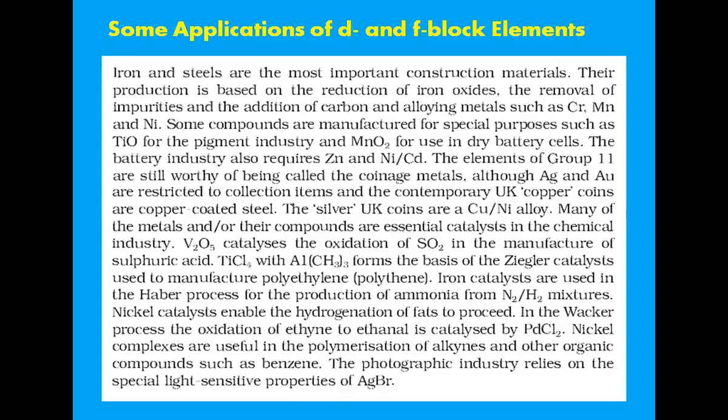Iron catalysts are used in different processes, for example in manufacturing ammonia by Haber's process. In catalytic hydrogenation processes, nickel and cadmium are widely used. In Wacker's process for oxidation of ethene to ethanol, palladium chloride is the catalyst. Nickel complexes are very useful in polymerization of alkynes and other organic compounds like benzene. The photographic industry depends on the special light sensitive properties of silver bromide.